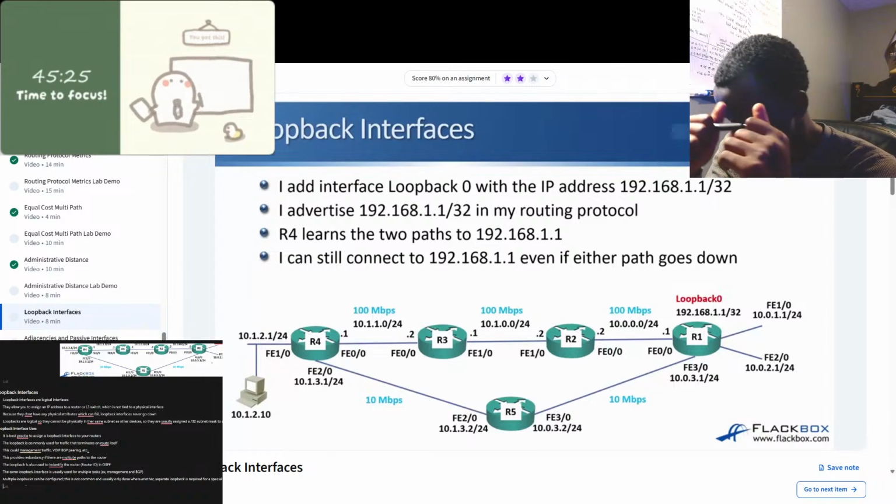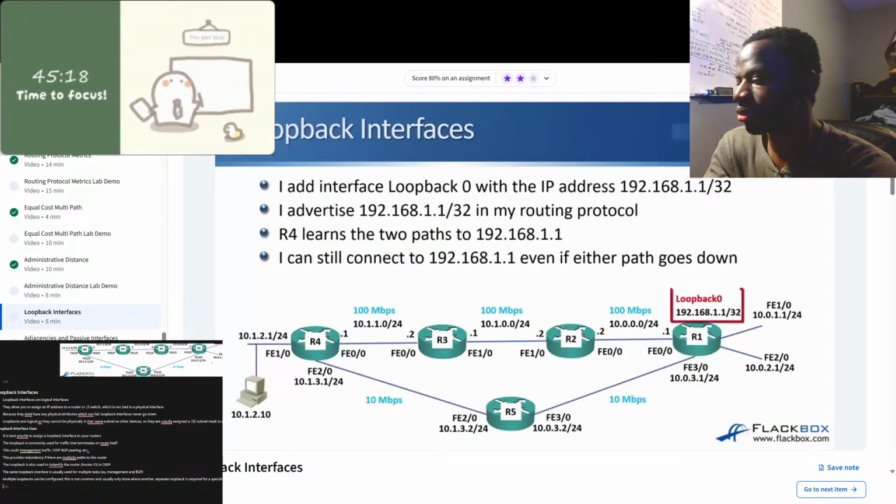So let's configure this in the lab. It's going to be a quick and easy lab. I'll do it right now. So I'm going to put the loopback interface 192.168.1.1 IP address /32 on R1, and we'll see how R4 has got the two paths to get there.